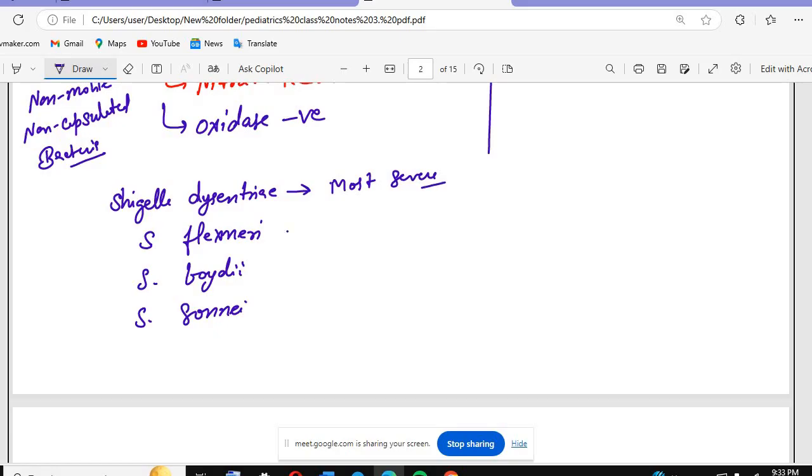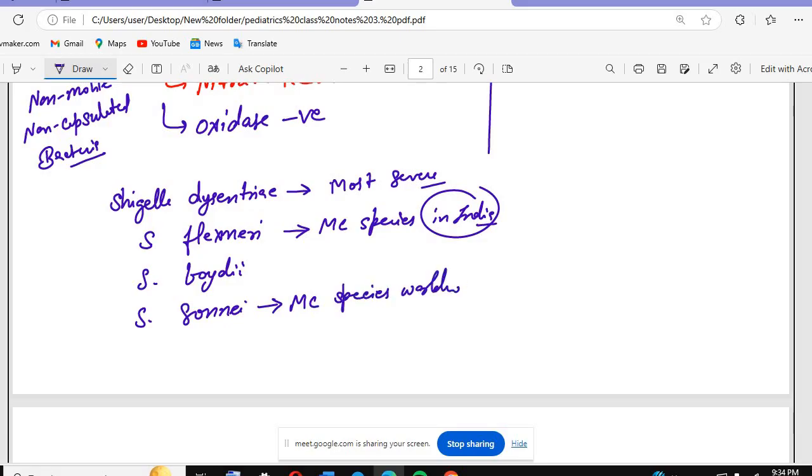If we talk about Shigella flexneri, remember, this is the most common species in India. For Indian students, just remember this, the others you don't have to remember. I don't know which one is most common in Ukraine, and they are not going to ask you that either. But flexneri you can remember for Indian students. And Shigella sonnei, remember, is the most common species worldwide, while flexneri is the most common in India.